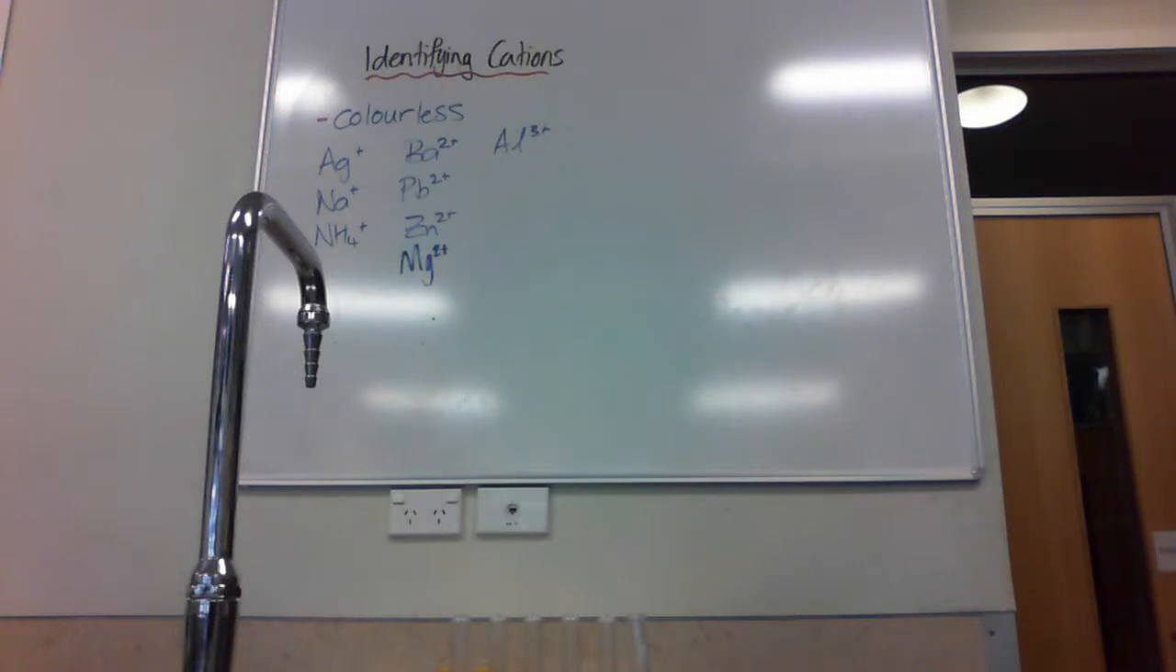So some cations are really easy to pick from their colour, but some of them are really hard. And up on the board you'll see that there are about 8 cations, and these actually don't have any colour. So if they're in a coloured solution, the colour is due to the anion.